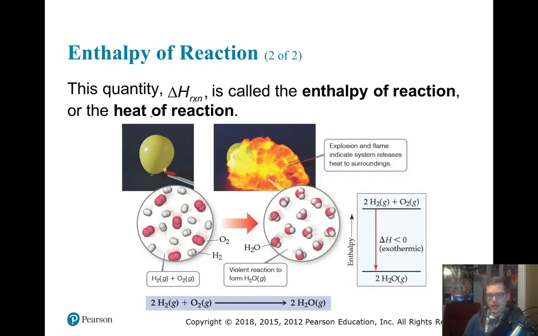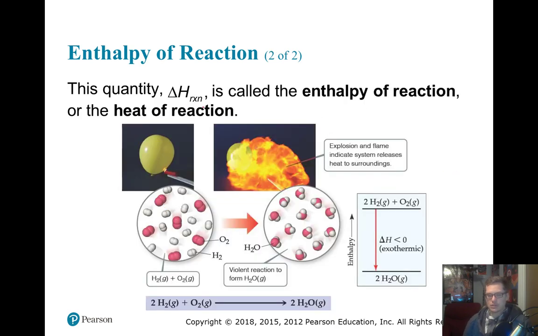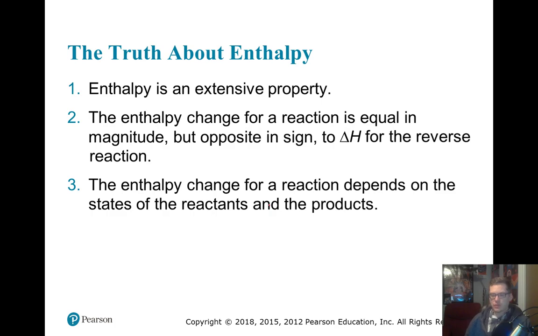This quantity that we just saw here, this 890, has a special name. It's called the delta H of reaction, or the enthalpy of reaction. Sometimes you might hear it called the heat of reaction, which is an older term that's falling out of favor from what I've seen. Enthalpy of reaction is a little more common. So here we've got hydrogen burning in the presence of oxygen, and we form water. It's an exothermic reaction, so our delta H will be negative. Pretty easy.